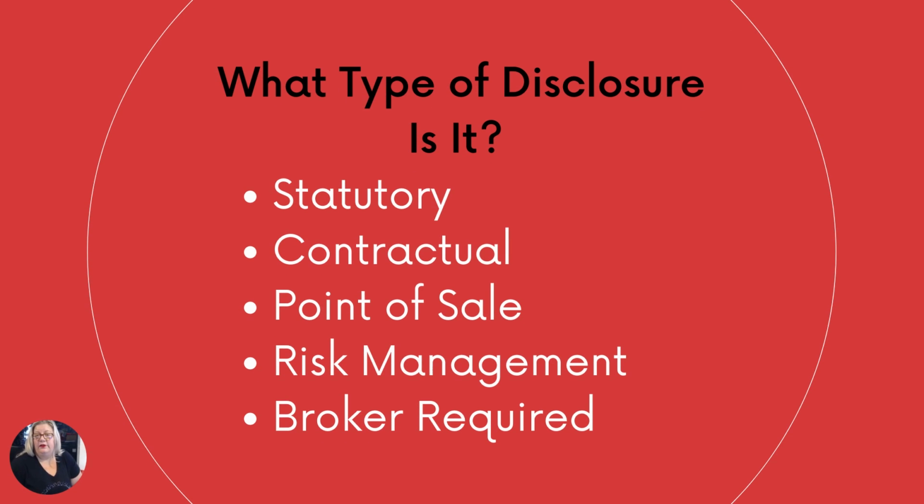There are many different types of disclosures. We have statutory, contractual, point of sale, risk management, and then broker required. We have the usage of, well, it's required by law. Not always. What we need to know is the difference between these disclosures, which side of the file, who needs them, why, and whether or not they actually apply, or it's just something that's on a checkoff list that everybody's just dotting their I's and crossing their T's about.